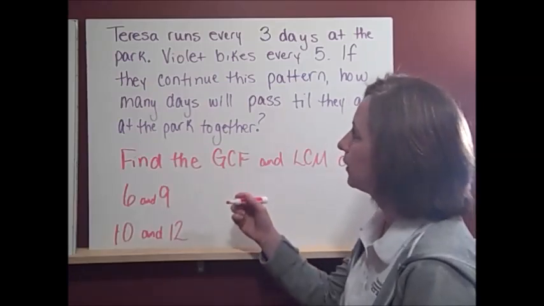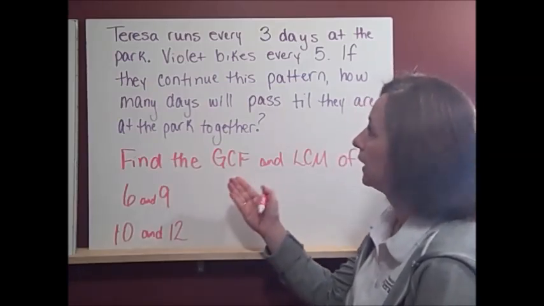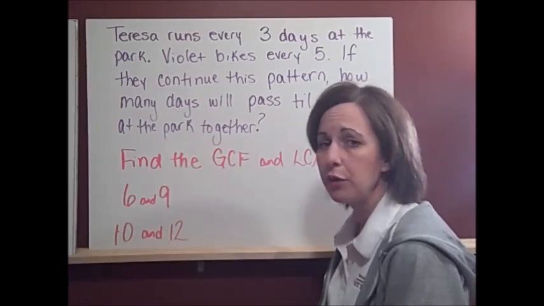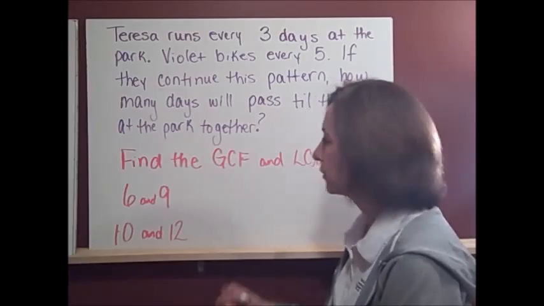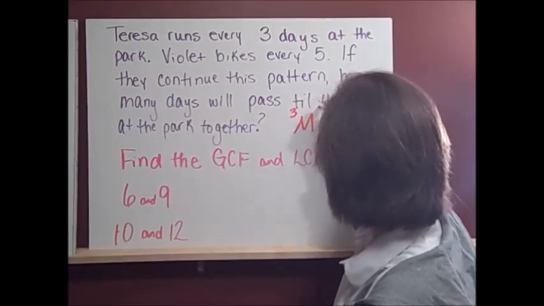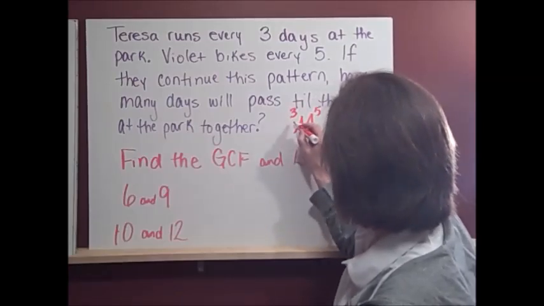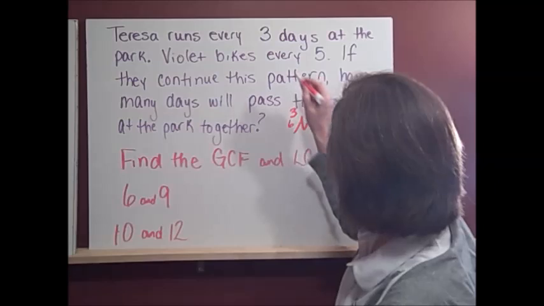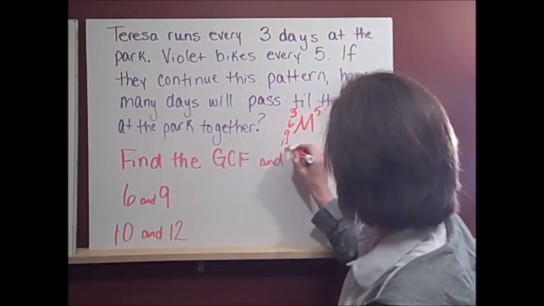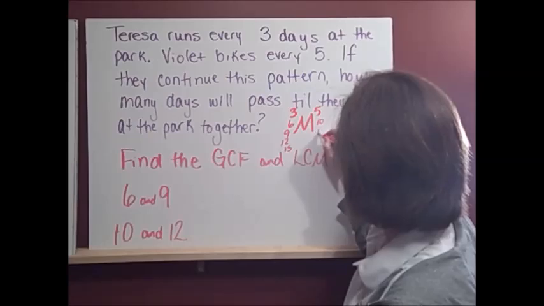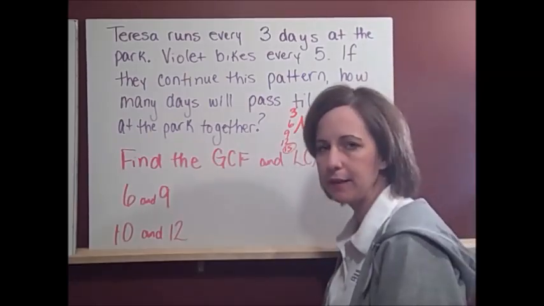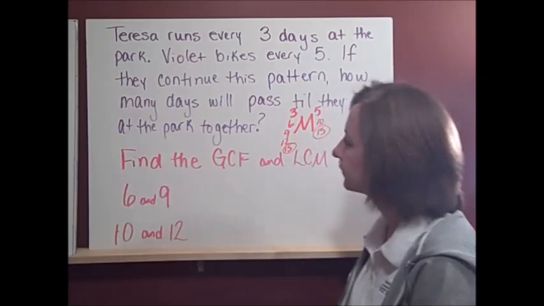Well, because we know that it's not going to be less than 3 days before Violet sees Teresa, we know we're finding the least common multiple. So for this, I would probably do the 3 and the 5, and list this. Teresa's going to do 3, 6, 9, 12, and 15, and Violet's going to do 5, 10, and 15. So, on the 15th day, they'd be at the park together.